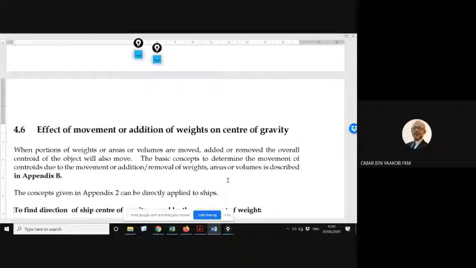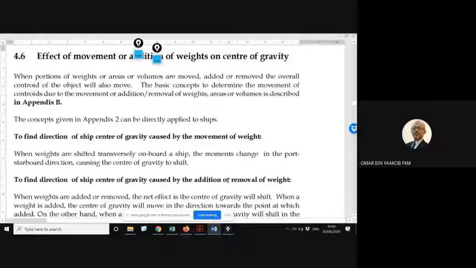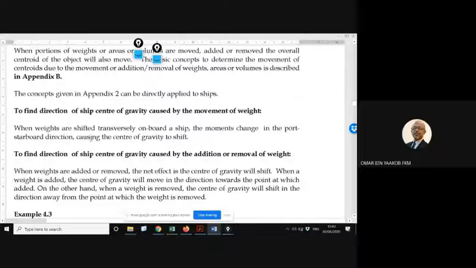And then for this one, using appendix B, about movement of weight or addition of weight on the center of gravity. As we explained just now, if you move weight on board the ship, you can get its center of gravity. Yeah. When portions or weight or areas or volumes are moved, added or removed, the overall centroid of the object will also move. The basic concept is like in appendix B. So you try to understand what's happening in appendix B. Okay, this is appendix B.